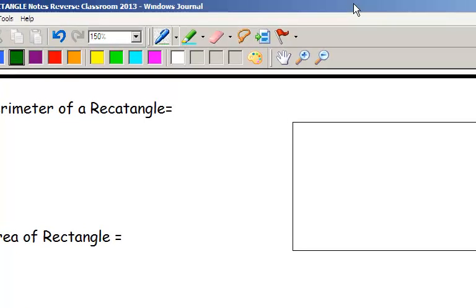Already we talked about the area of squares. This time we're going to talk about the perimeter of rectangles and the area of rectangles as well.